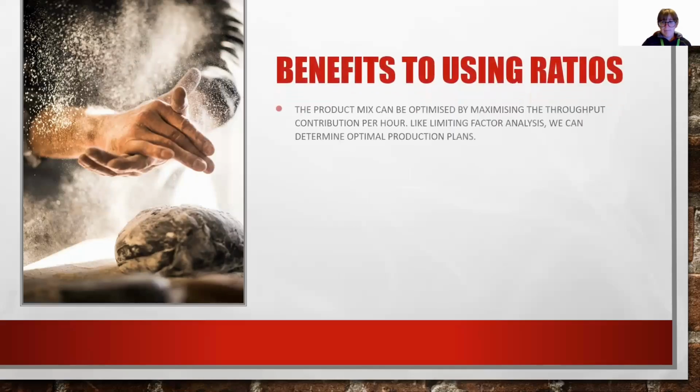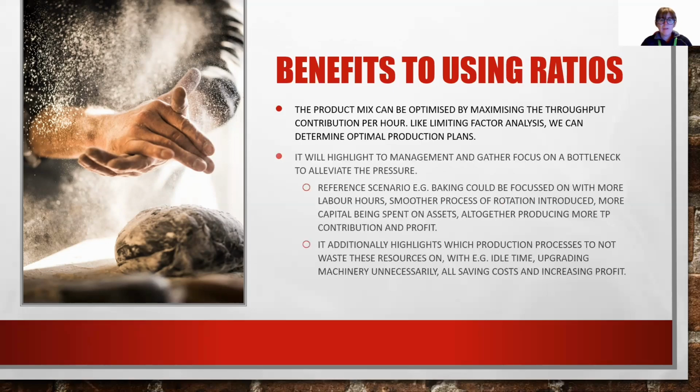Benefits of these ratios then. Well, firstly, the product mix is able to be optimized by maximizing the throughput contribution per hour or per kilogram or whatever it may be. Similar to limiting factor analysis, we are able to determine an optimal production plan from this. It is going to highlight to management and gather focus on a bottleneck in order to alleviate any pressures the business may have. It could additionally highlight which production processes not to waste resources on as well, but it's also going to tell you where your resources should be focused.